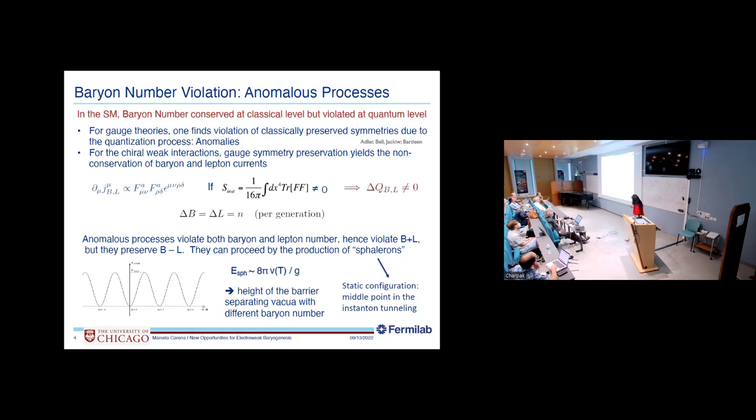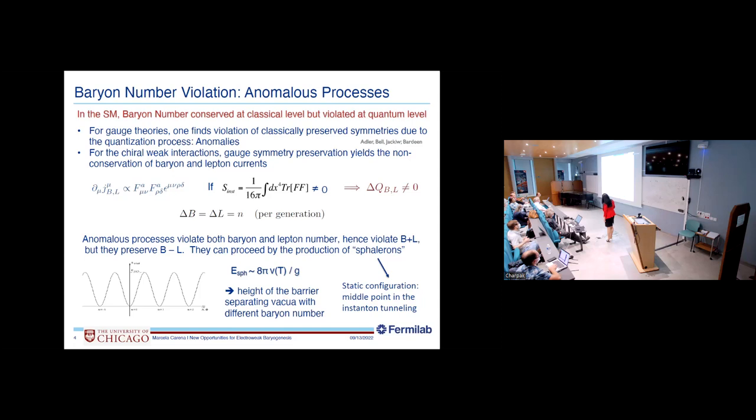Okay, so quantum field theory 101, I won't go into that, but I will tell you that baryon number violation occurs in the standard model through anomalous processes. And in reality, in gauge theories, one finds that violation of classically preserved symmetries is due to the quantization of the field theory. And what you can do, your calculation, is quantum field theory 101. But the chiral weak interactions, the SU(2) left interactions, are gauge interactions. And so to preserve the gauge symmetry, which is a must, this gives you as a result the non-conservation of baryon and lepton number. And it gives you the non-conservation in this way, of this kind.